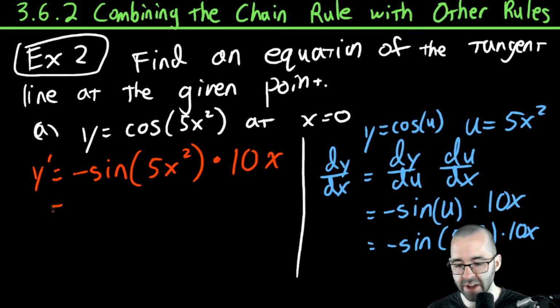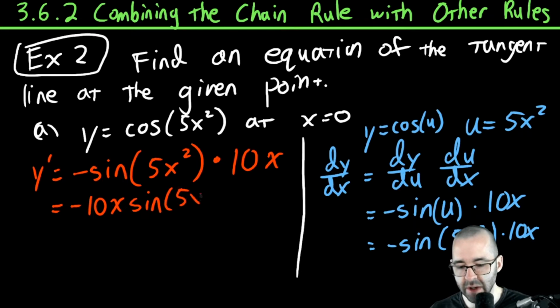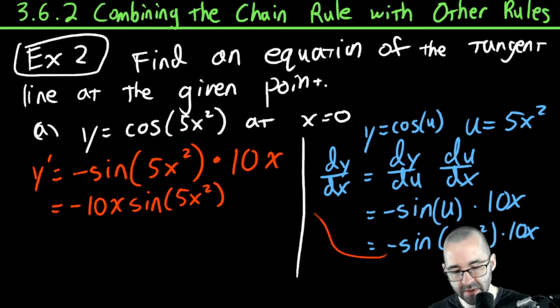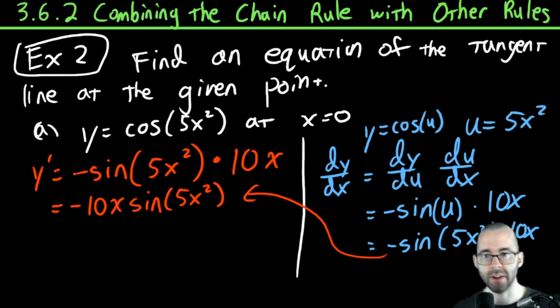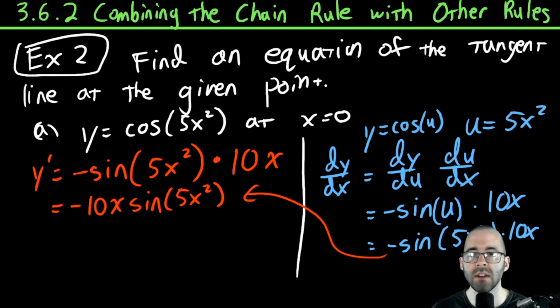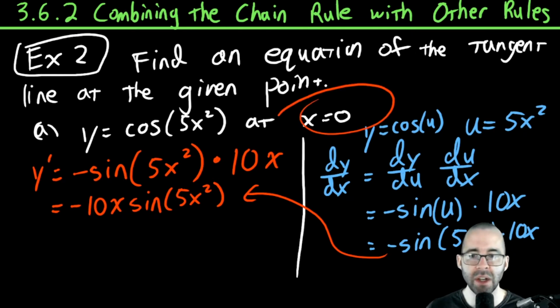And we usually simplify this one more step. I'll simplify this over here. Negative 10x times the sine of 5x squared. That's usually how we write our derivative. So this tells us the slope of the function y anywhere. So the slope is going to be different depending on where we are, and specifically, we're curious about the slope when x is 0.